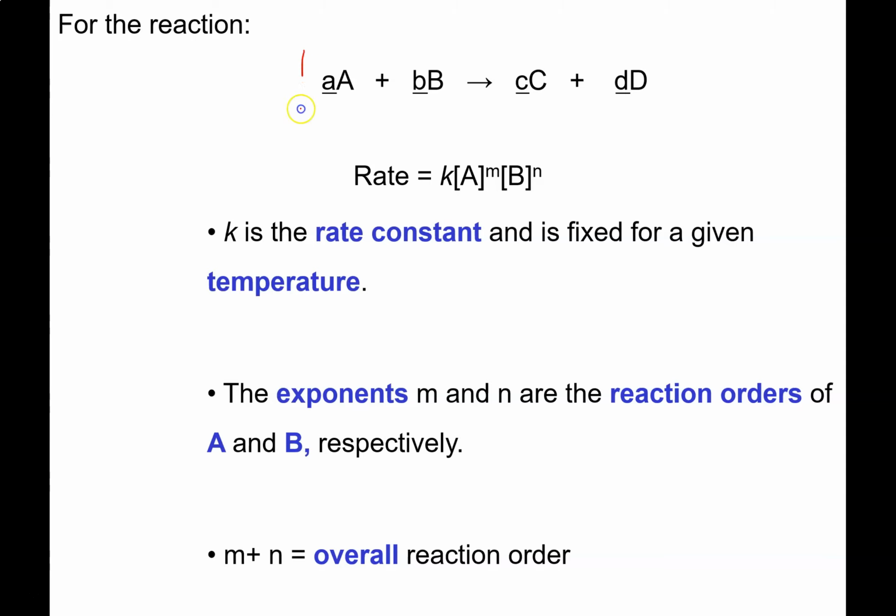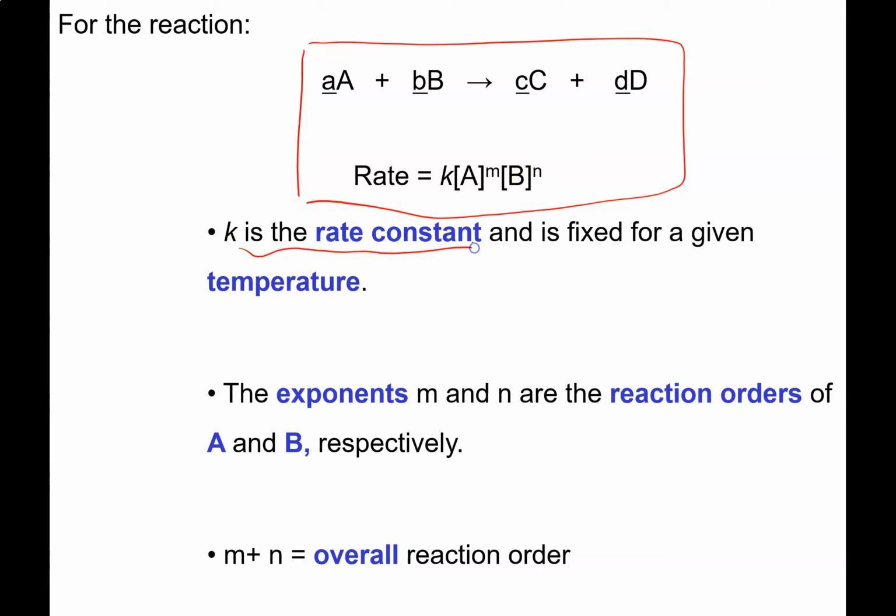So here we have it all written out again, a little clearer. For a generic reaction, A reacting with B to give C and D, the rate of this reaction can be described by a rate law which has the form: the rate is equal to a constant multiplied by the concentration of our first reactant raised to some power multiplied by the concentration of our second reactant raised to some power.